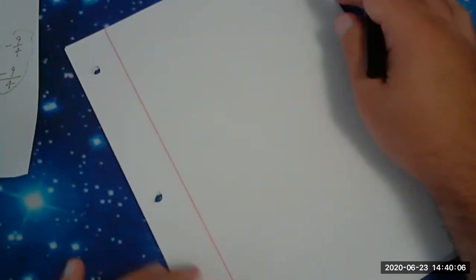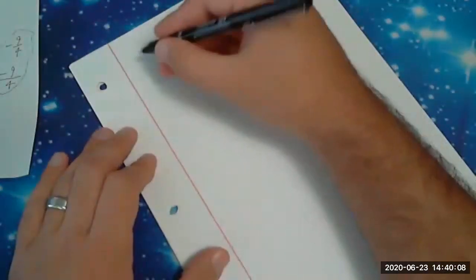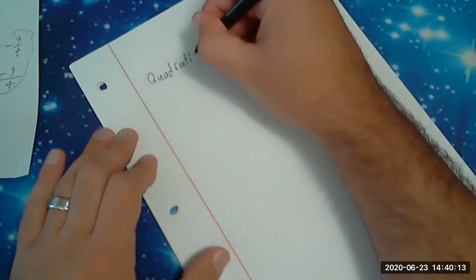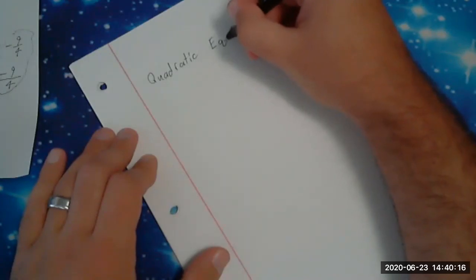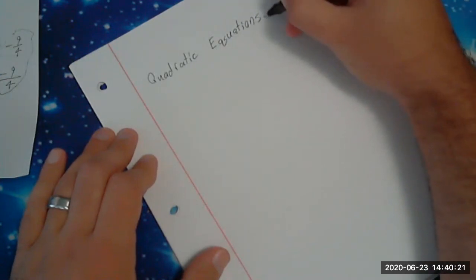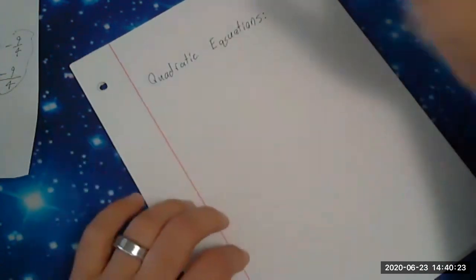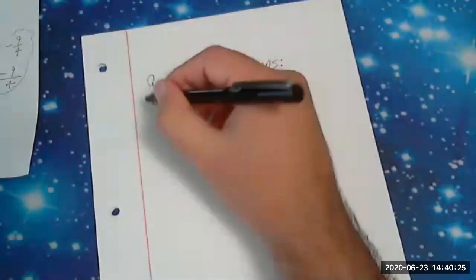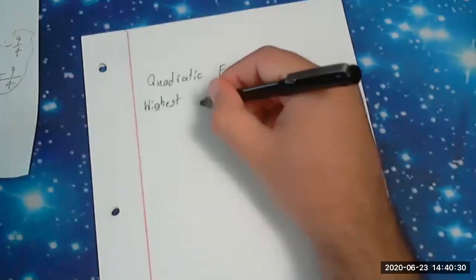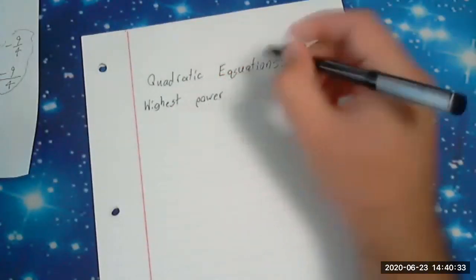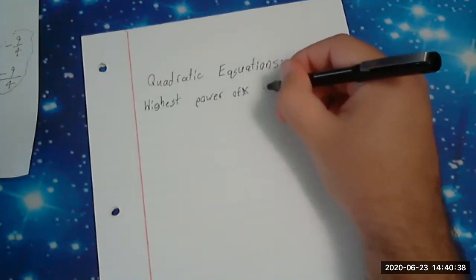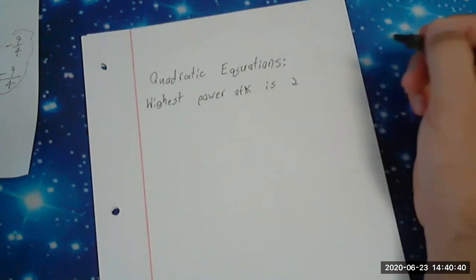Then for quadratic equations, is the next most difficult thing. And this is the highest power of x is 2.